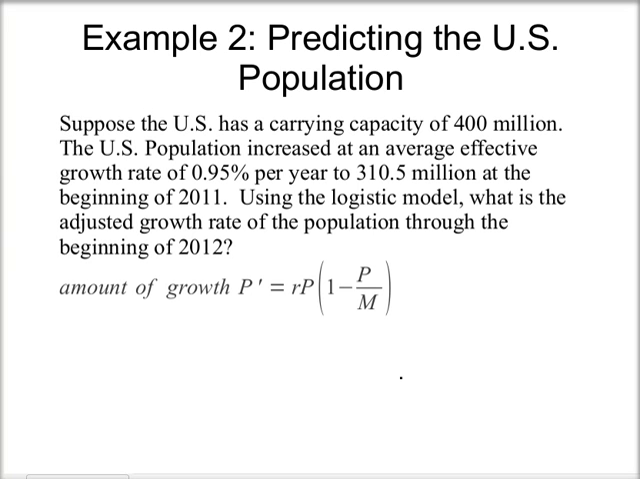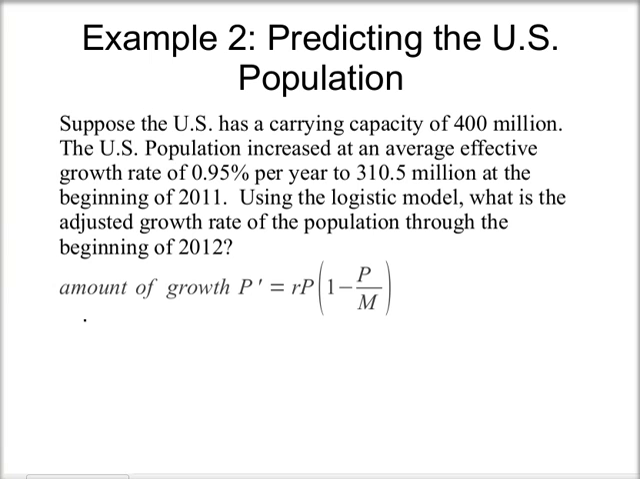Then the U.S. population increased at an average effective growth rate of 0.95% per year to 310.5 million at the beginning of 2011. So this is the same setup as our previous example, but now we've got a carrying capacity of 400 million. And we're going to use the logistic model to find out what the adjusted amount of growth of the population is through the beginning of 2012. So we're just going to look at 1 year here.